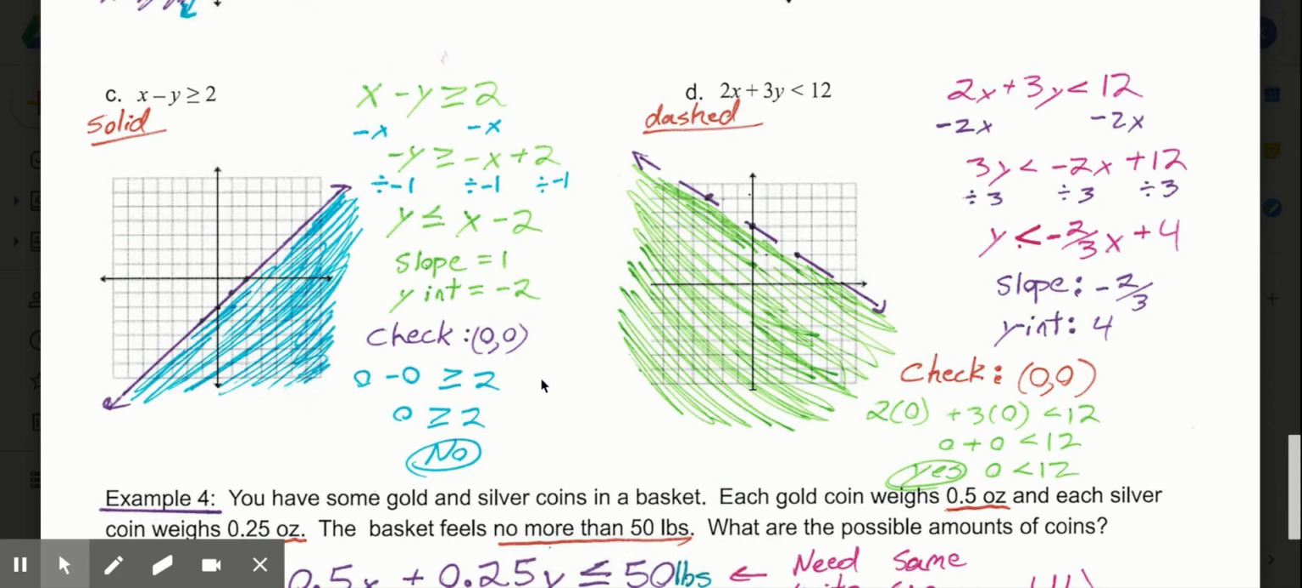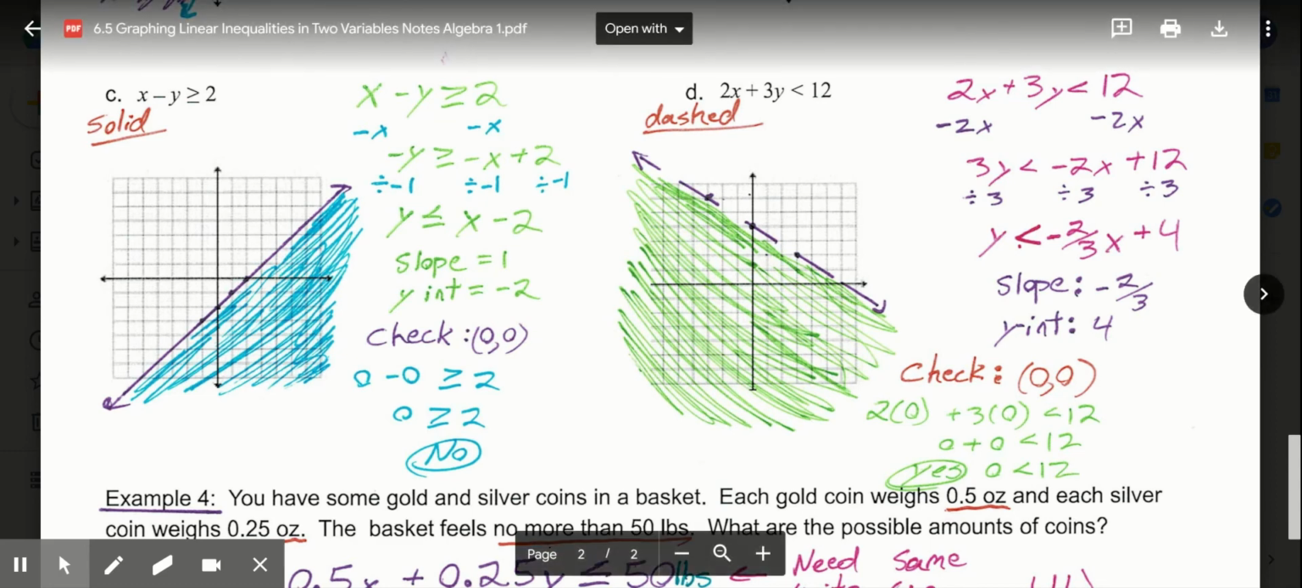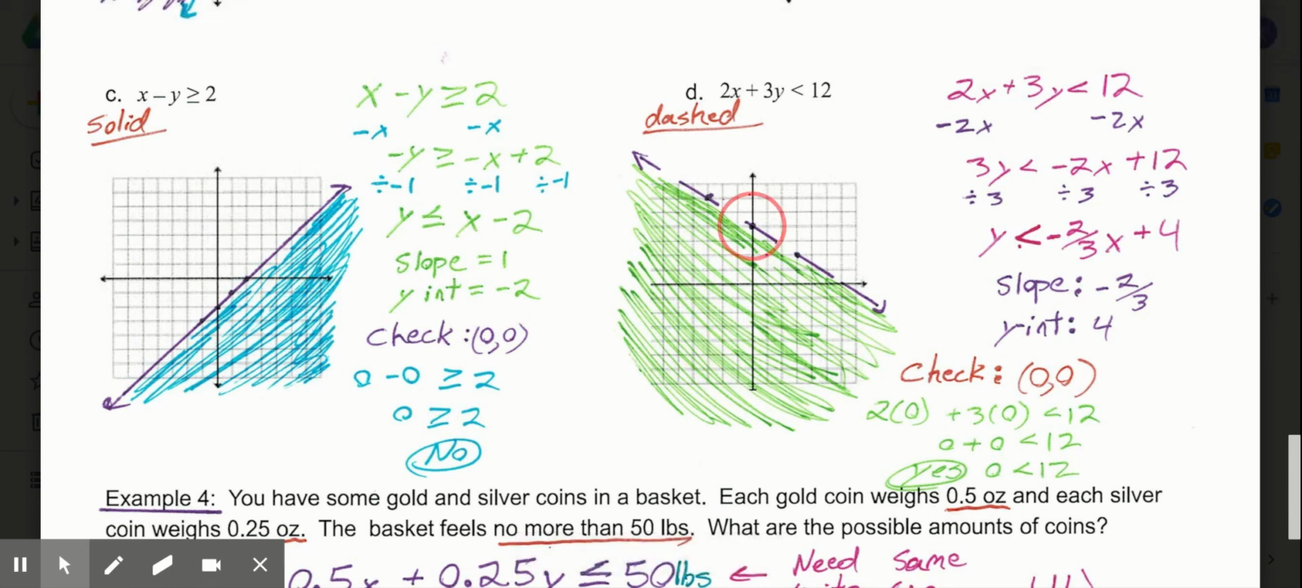And in D, we have 2x plus 3y is less than 12, so we need to solve for y. So we would start with subtracting the 2x, then divide everything by 3, and we end up with y is less than -2/3 x plus 4. So our y-intercept is 4. Our slope is a -2/3. So then when we're graphing, we start at 0, +4, and our next point would be down 2, right 3, down 2, right 3, and then we draw in our dashed line.